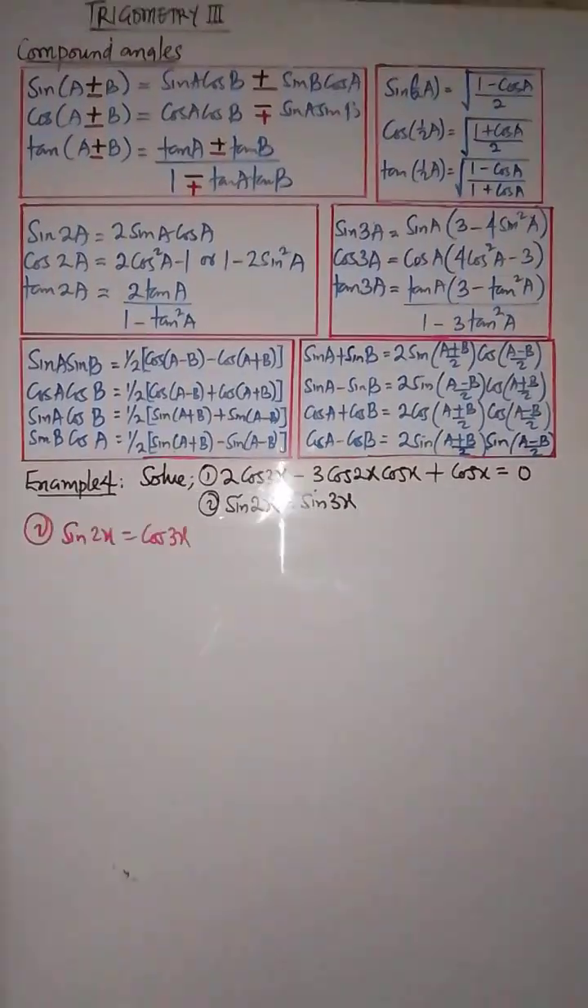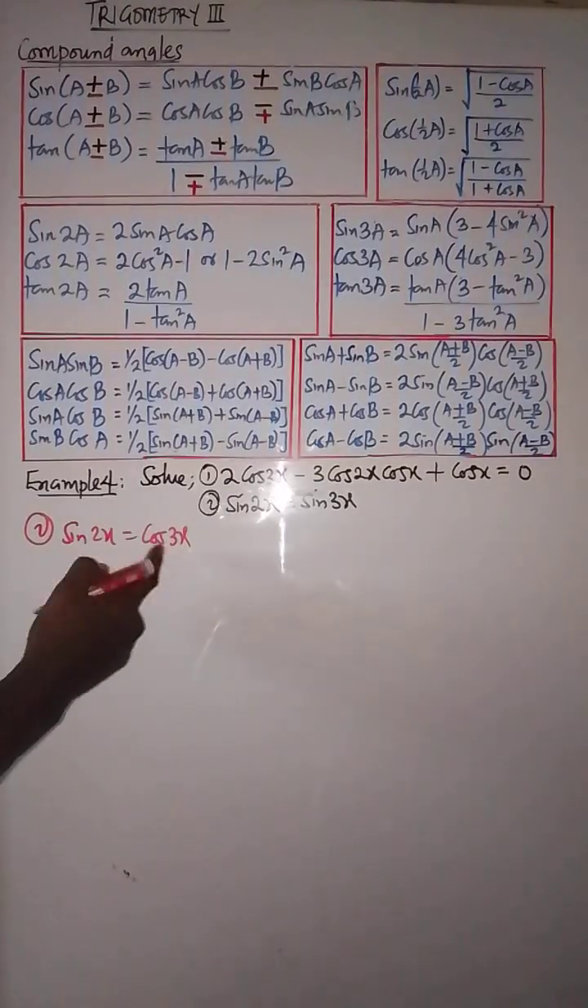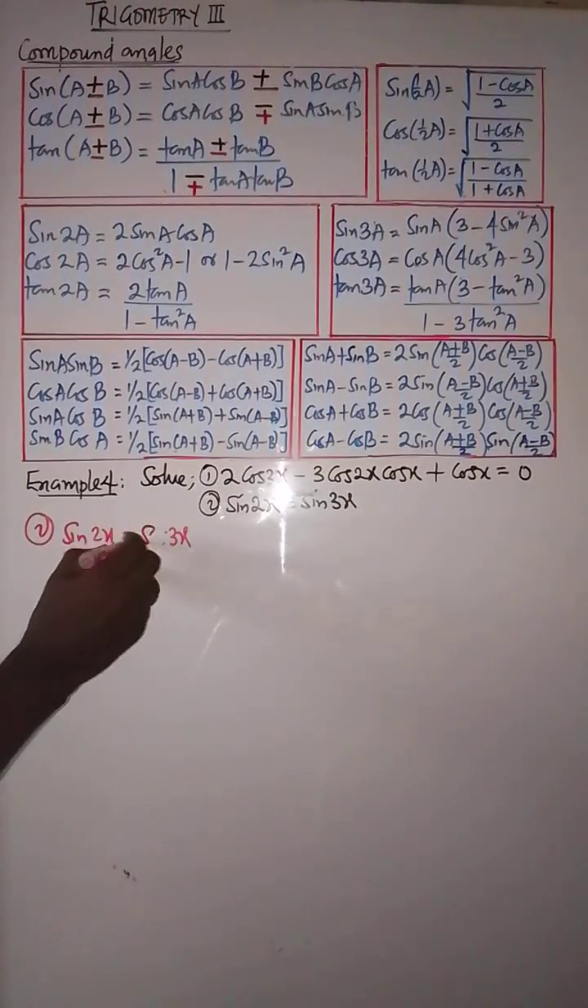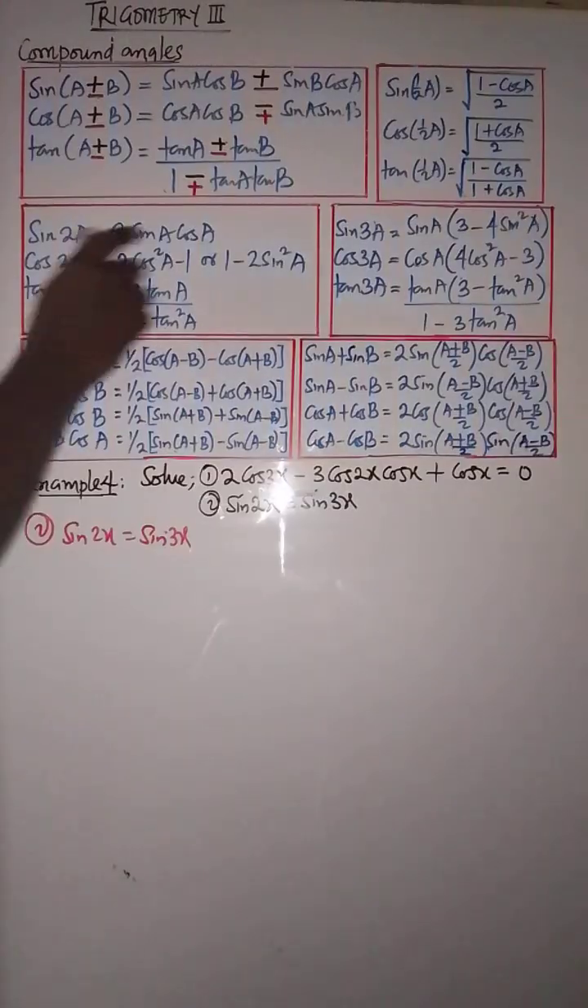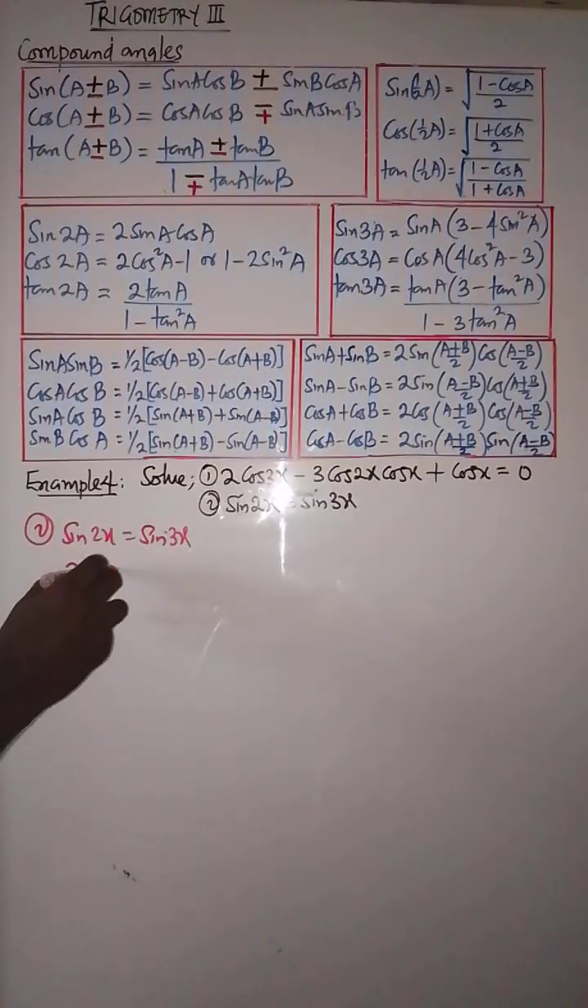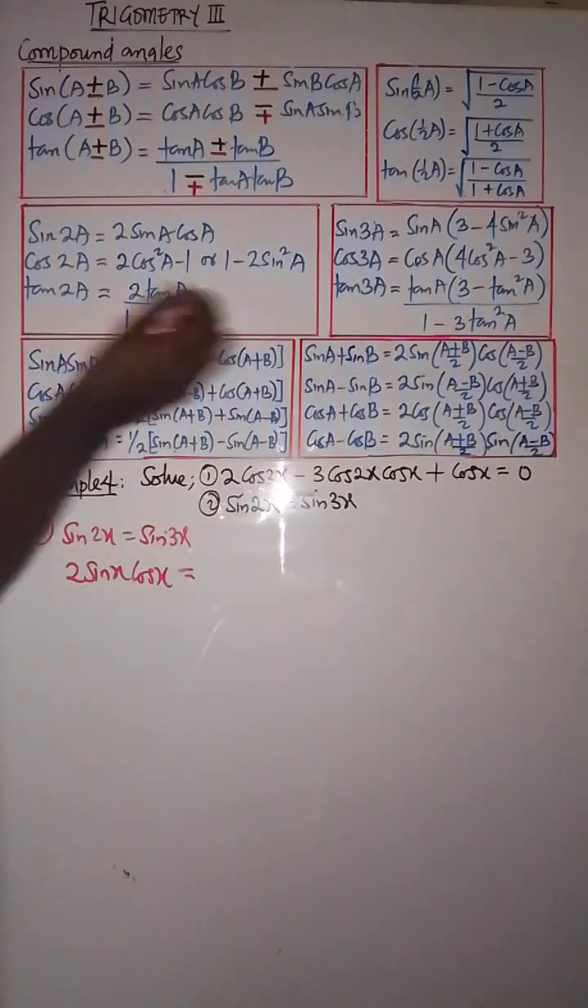Let's do the second one. We have to solve sine 2x equals to cos 3x. Double angle, sorry, sine 3x also. Double angle, triple angle. So what are you going to do? What is sine 2x? Sine 2A. Sine 2A is 2 sine theta cos theta. That's 2 sine x cos x. What about sine 3x? Is here.